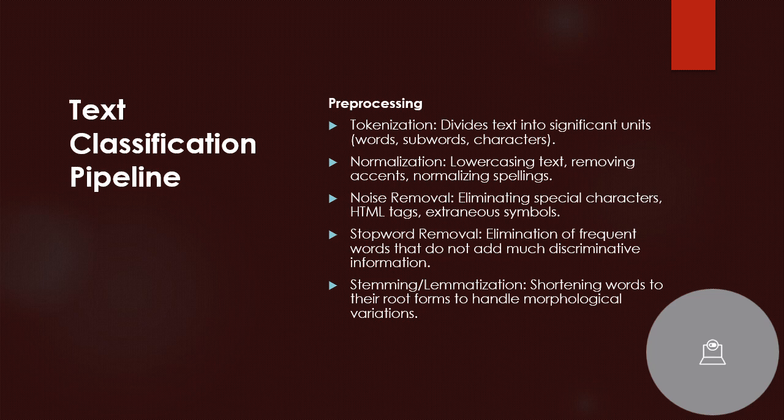Noise removal. Unwanted elements like special characters, HTML tags, and extraneous symbols are completely eliminated in this step. Stop word removal. Common words that don't contribute much to the meaning of the text, for example, the, is, and words like these are removed. Stemming or lemmatization. Words are reduced to their root form to handle morphological variations.